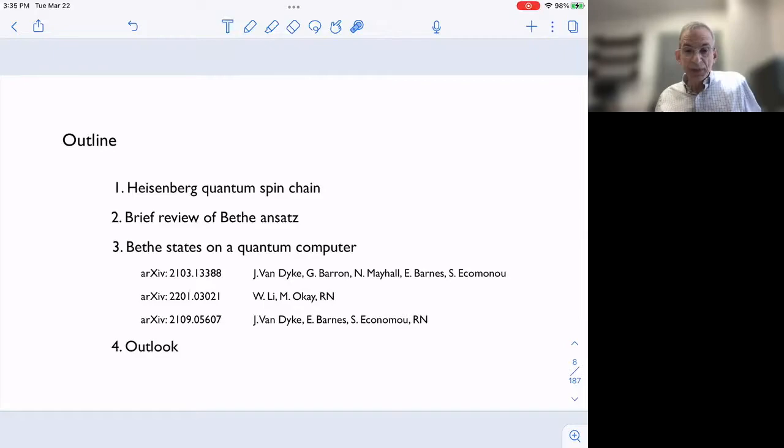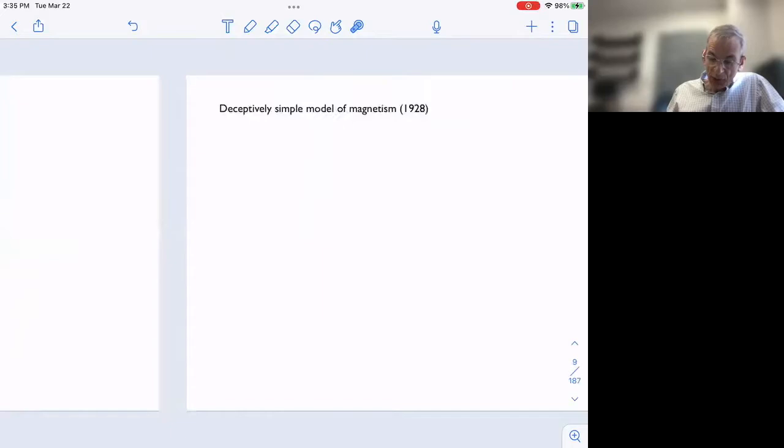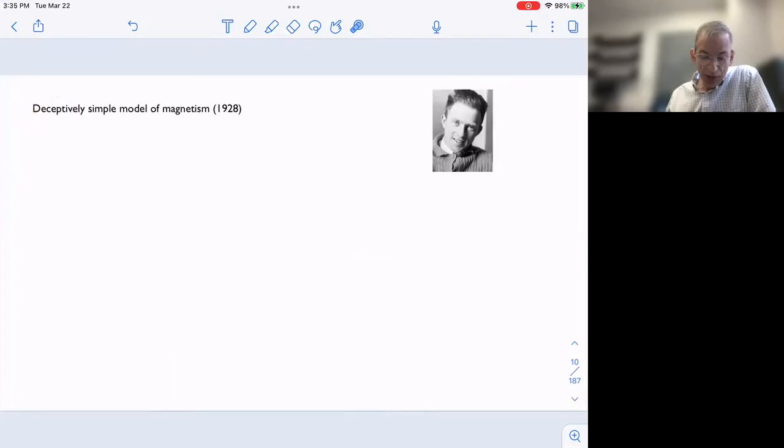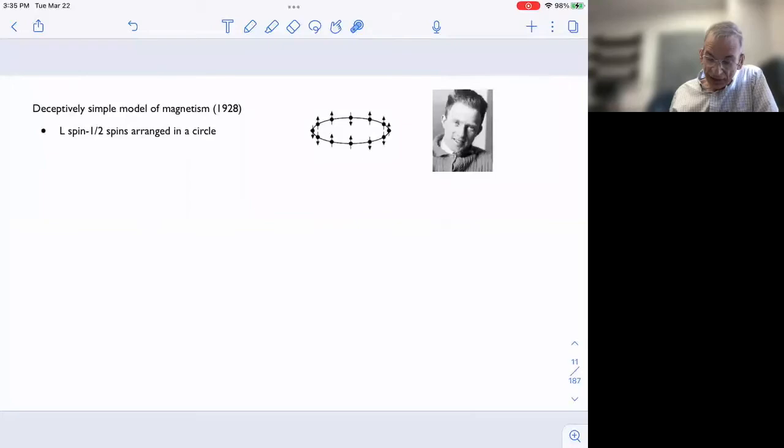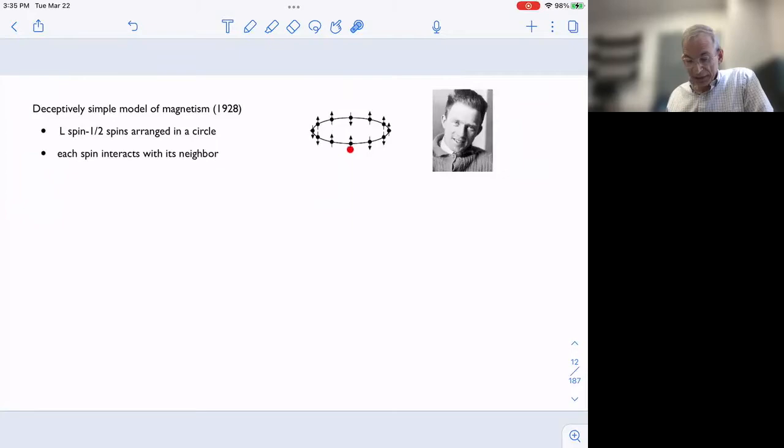So, the Heisenberg quantum spin chain. This is a deceptively simple model of magnetism that was introduced by a young Heisenberg at the dawn of quantum mechanics. The basic idea is you have L spin-1/2 spins arranged in a circle. These spins can interact with their nearest neighbor, so this one can interact with this one and also with this one. Their interactions are governed by this Hamiltonian.